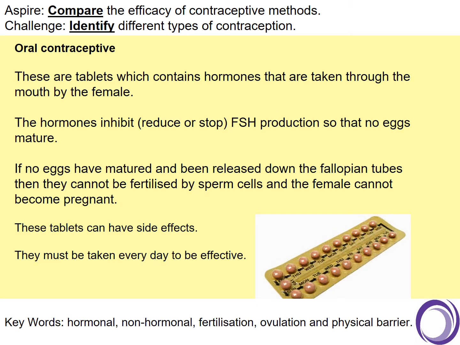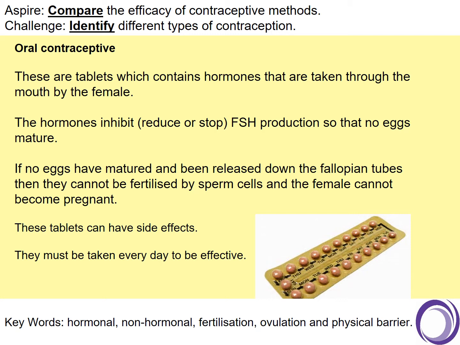So the most popular method has always been oral contraceptives, since they were developed in the 1960s. These are in tablet form. They contain a variety of different hormones, and they're taken by mouth by the female. There isn't a male contraceptive pill available at the minute. What this does is the hormones either inhibit, which means to reduce or stop, things like follicle stimulating hormone production so that no eggs actually mature. If the eggs haven't matured and haven't been released into the fallopian tubes, then they can't be fertilized by sperm cells, and therefore the female cannot be pregnant.